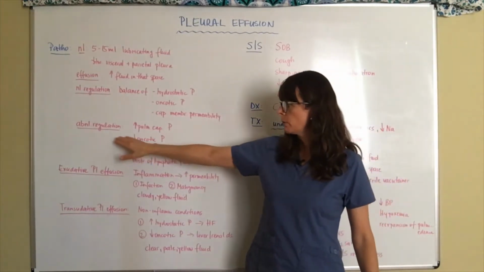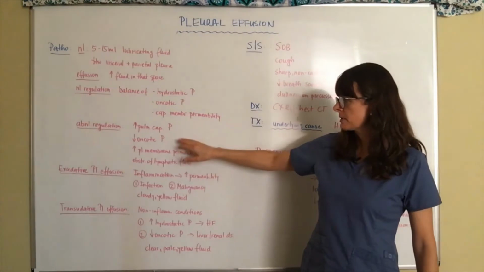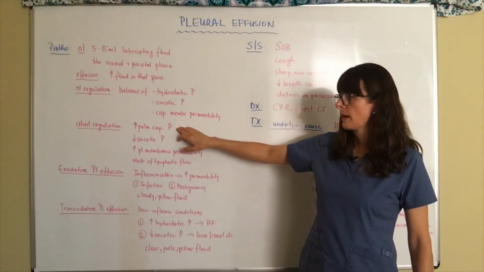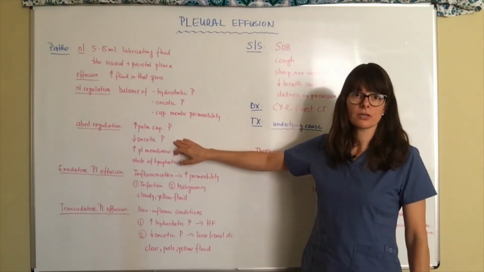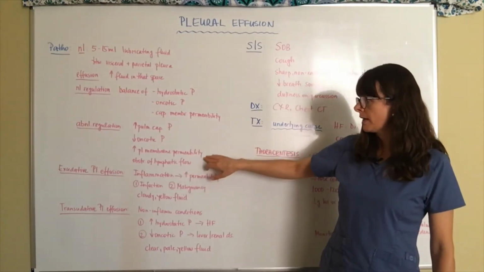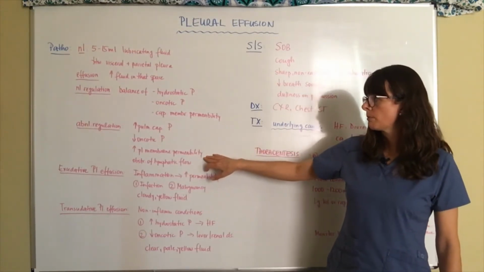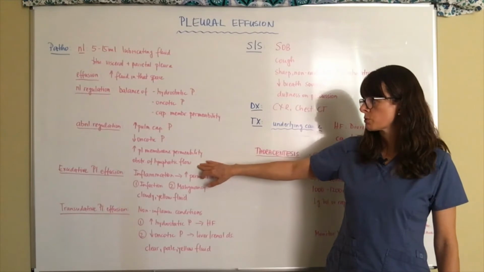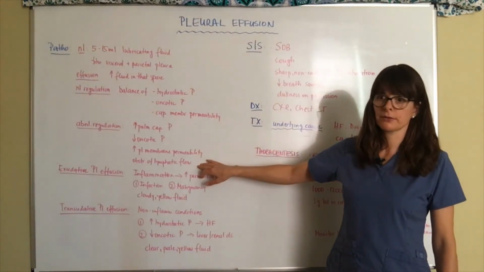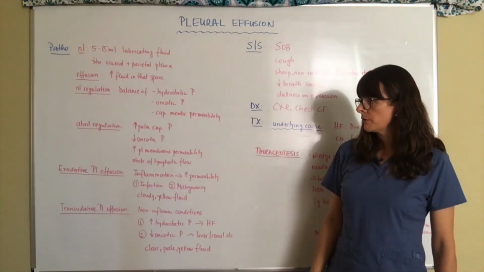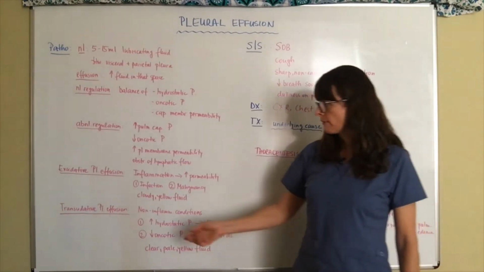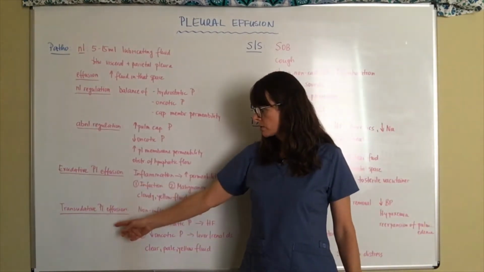This abnormal regulation usually happens because of increased pulmonary capillary pressure, decreased oncotic pressure, or increased pleural membrane permeability, or obstruction of lymphatic flow. That can be another reason. And for pleural effusions, there are two different types. One of them is exudative and the other one is transudative.